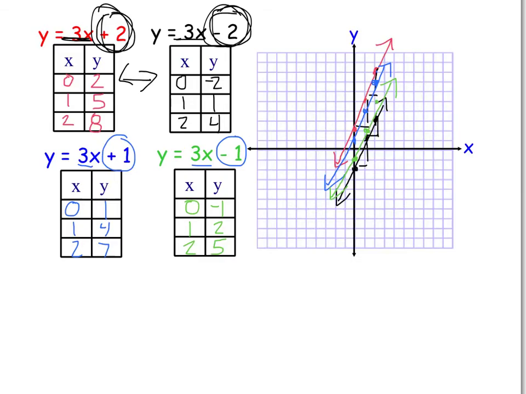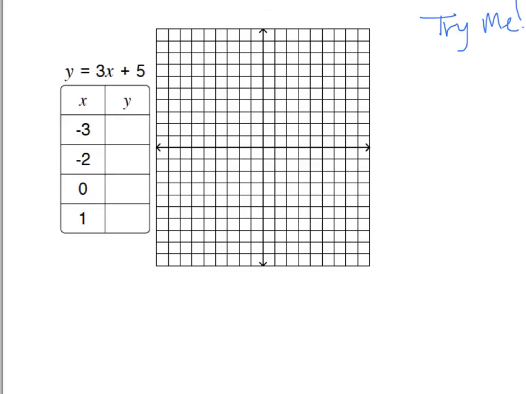I want you to try this. Pause the video and try graphing this one using these values that they gave you. So they gave you some negative values too. Okay, so once you plug these in, you should have gotten -9 plus 5 is -4, -6 plus 5 is -1, 0 plus 5 is 5, and 3 plus 5 is 8.